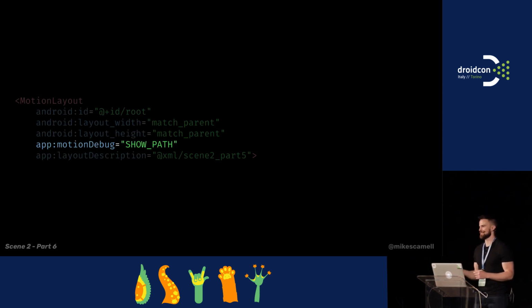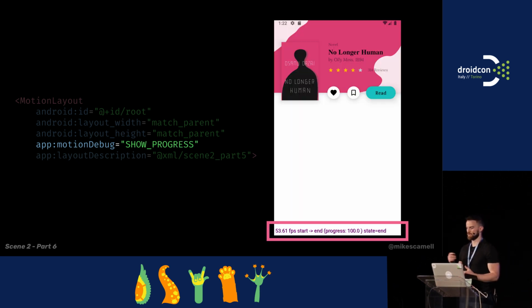How did I see those paths? Well, MotionLayout provides a really useful motion debug attribute, which I set to show path, which, as it says, shows you the path of the views during the animation. There's also show progress, which will give you the progress of your animation, the current state, and also the frames per second. Or you can turn both paths and progress on with the attribute show all.